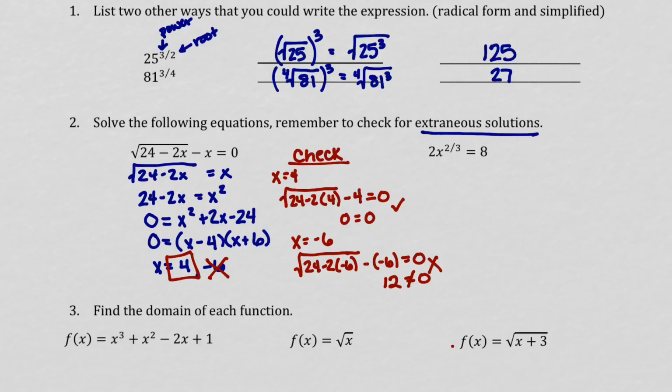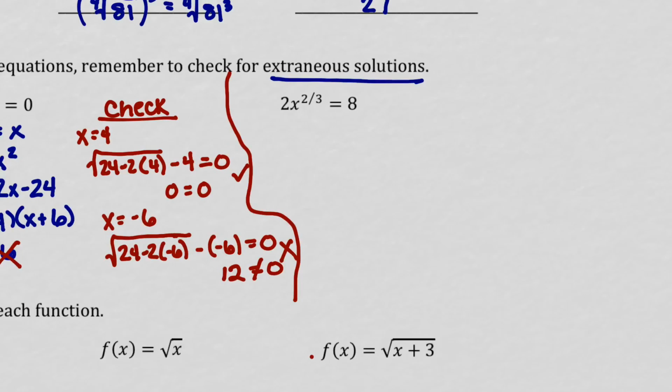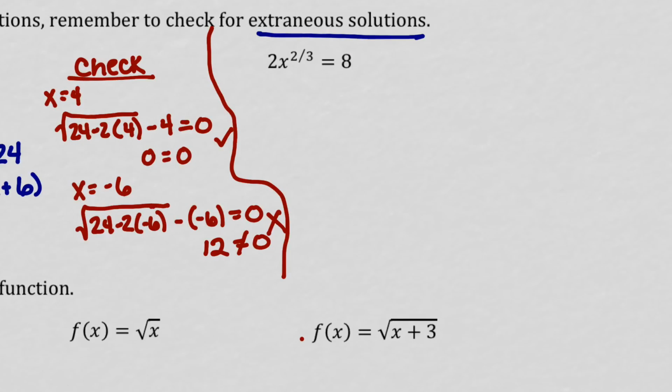All right, so for the second problem here, draw a little line because I went a little too far. Move over a little bit maybe. We have 2x to the 2/3 equals 8. And I need to get what's taken to the root or the power by itself first. So I need to get this part by itself. So I need to get rid of that 2. So I'm going to divide both sides by 2. And I get x to the 2/3 equals 4.